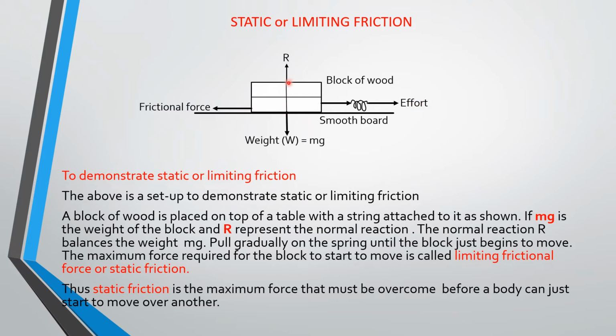Because the wood is resting on this table, the weight of the block of wood is acting downward, while there's also an equal but opposite reaction force acting upward. So to demonstrate static or limiting friction, the setup is arranged simply like this: a block of wood is placed on top of a table with a string attached to it, as shown. This is the weight of the wood, and this is the reaction force of the table on the block of wood.